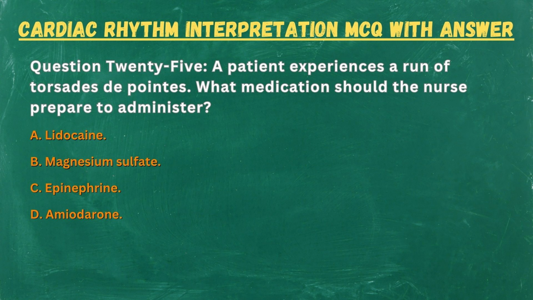Question 25. A patient experiences a run of torsades de pointes. What medication should the nurse prepare to administer? A. Lidocaine. B. Magnesium sulfate. C. Epinephrine. D. Amiodarone. Answer: B. Magnesium sulfate.